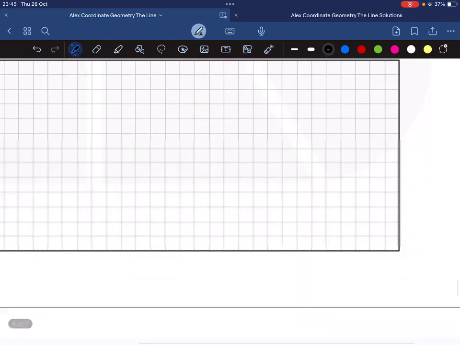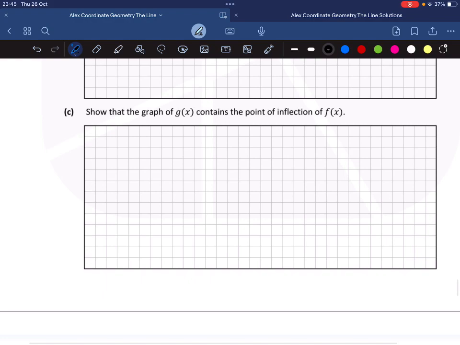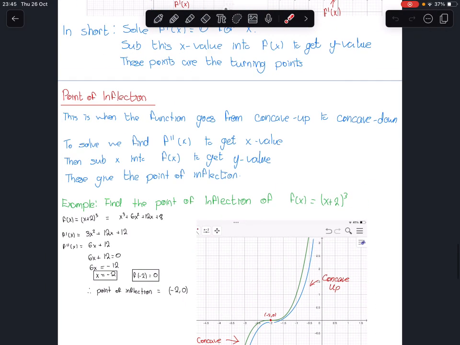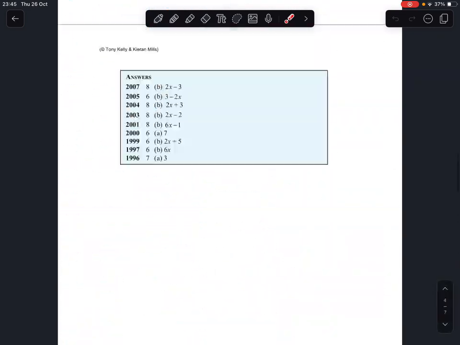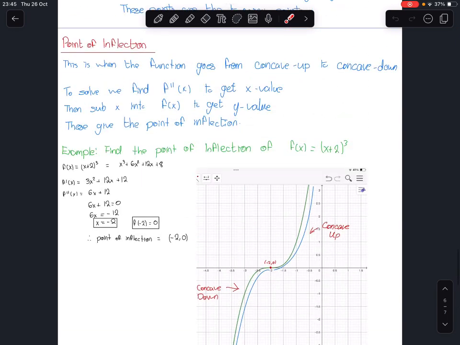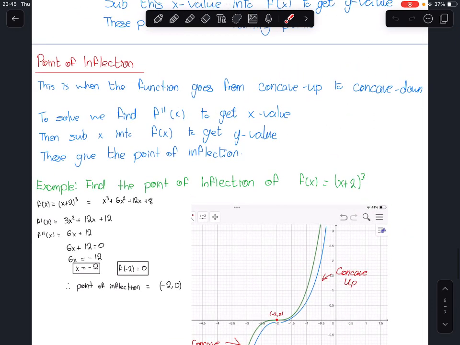Now, going to the final question. Show that the graph of g of x contains the point of inflection. I've put together this sheet right here. It's all about differentiation. It's not too long, but it just has the basics in it. Scroll down to the very bottom, we have this section on point of inflection. This is when the function goes from concave up to concave down, or vice versa.